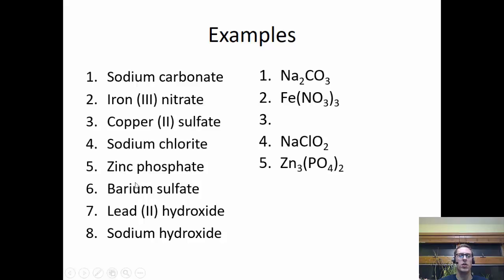What about this one? Barium, Ba, sulfate. Let you figure that one out. Let's do lead(II) hydroxide. We know OH is a 1- charge. Lead(II) has a 2+ charge. So it means we need 2 of these to balance out the 1 of these. We could LCM and go 2, 4, 6, and we could do LCM 1, 2, 3. We see that 2 is the LCM. And so we need 1 Pb and 2 OH because of the 1- charge.